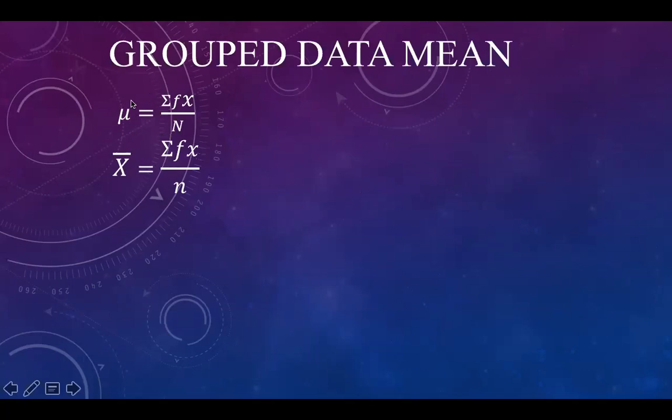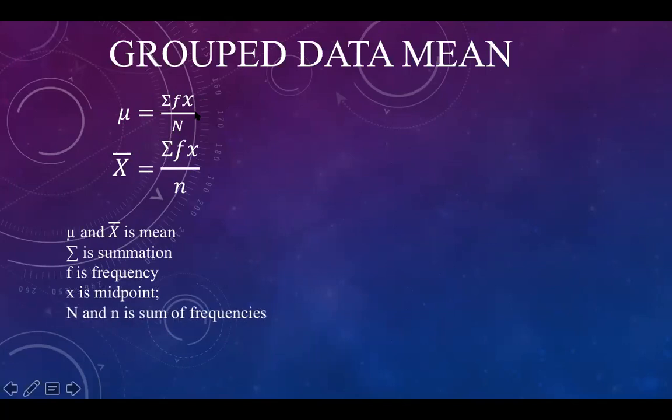This is the long cut formula. The only difference is that this one is used to depict the population, and this one is used to depict the sample. The x mu and x bar is the mean, and this symbol is the summation of frequency, and this is the midpoint of each class. You know that the midpoint is upper limit plus lower limit divided by 2, and this N is the population size, and this n is the sample size. It is the sum of the frequencies, and you know that the sum of the frequencies is always equal to the number of observations.